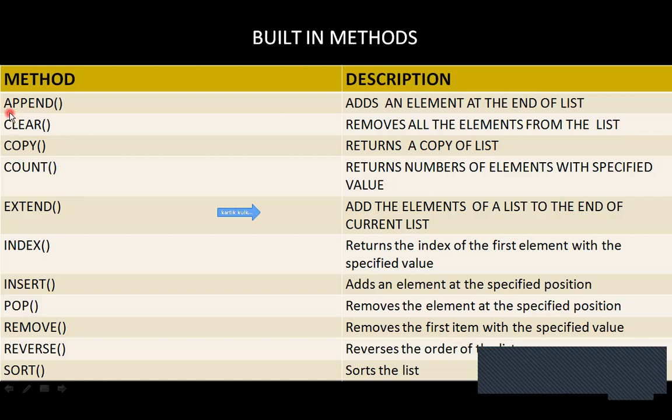Here you can notice the first one is append. It adds an element at the end of the list. Next one is clear. It removes all the elements from the list. Like that, copy is there, it returns a copy of the list. So this is the method and this is the description.